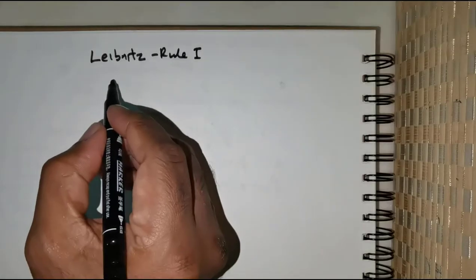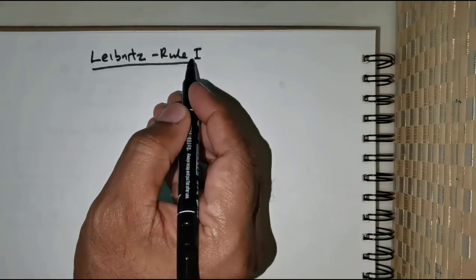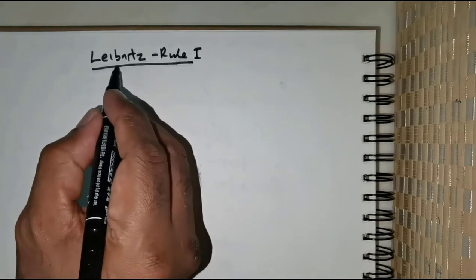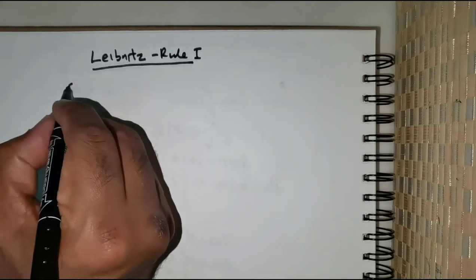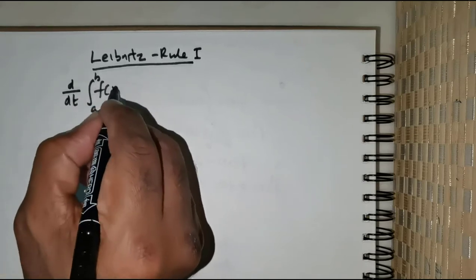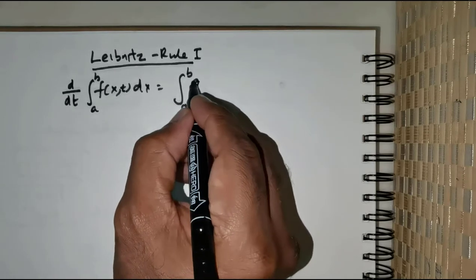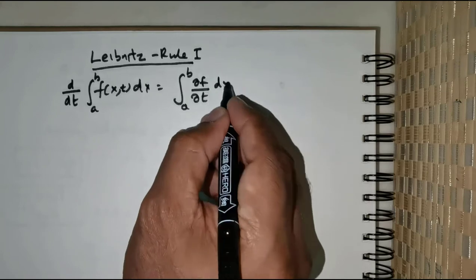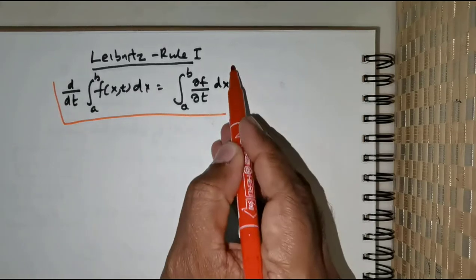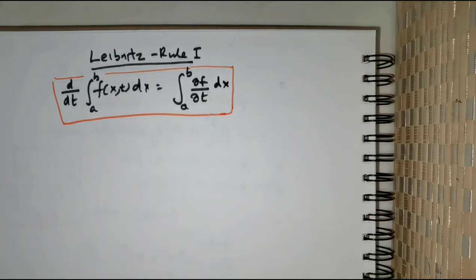Welcome students, we are going to start this class by learning about Leibniz rule, and it is rule number 1. Now the definition of Leibniz rule number 1 is given as follows: d over dt of the integral from a to b of f of x comma t dx is equal to the integral from a to b of dou f over dou t times dx. So this is the Leibniz rule number 1. The most important point that we have to note here is that a, b are constants.